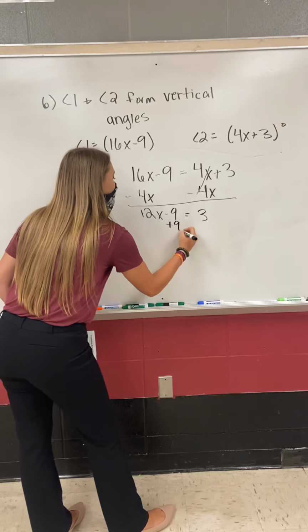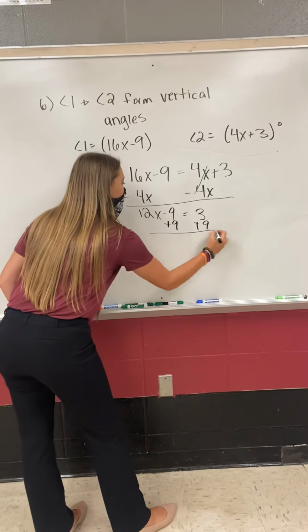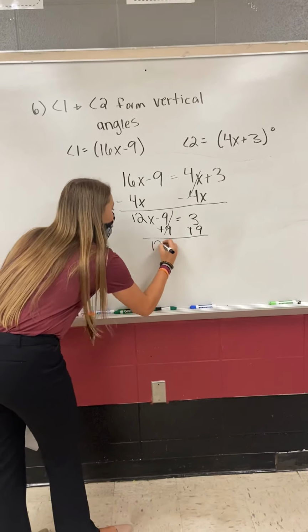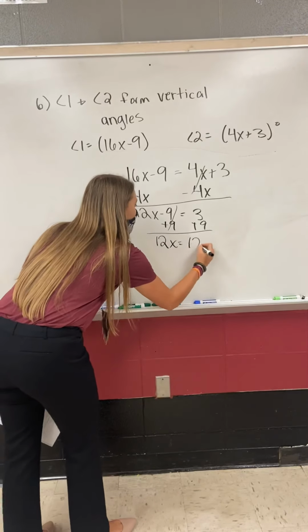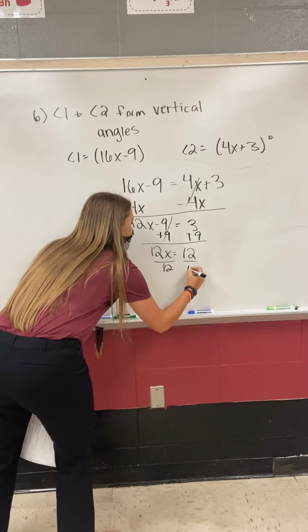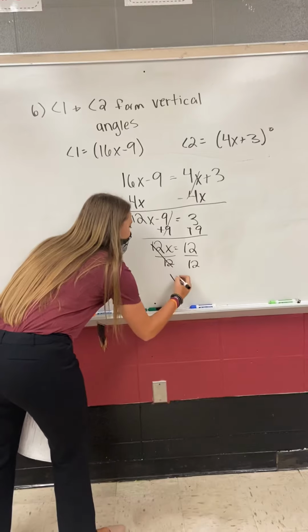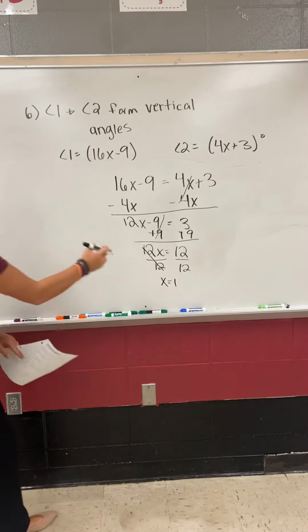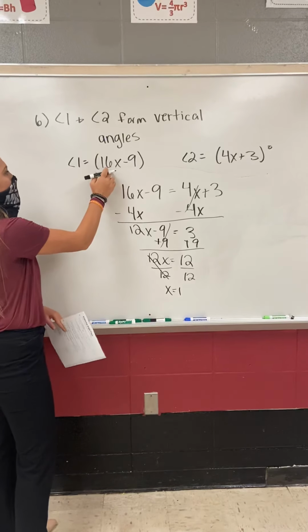So I'm going to add 9. These cancel. So now I'm left with 12x equals 12. And I'm going to divide by 12. These cancel, so x is equal to 1. So now all I'm going to do is plug in this 1 here.